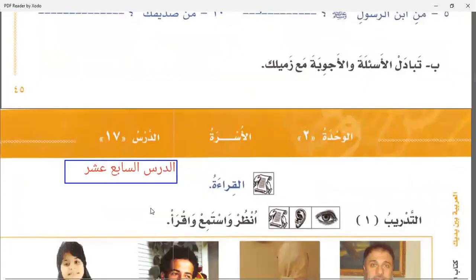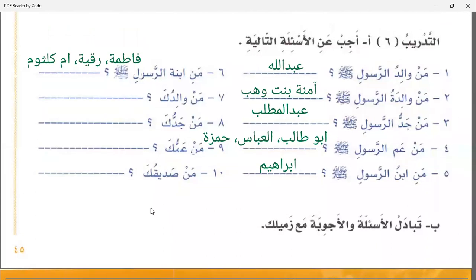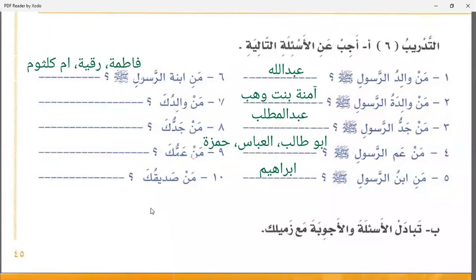Excuse me, what if our family aren't Muslim? How do we write their names? Yes, you can write their name, no problem. Okay. They are your parents. Inshallah. So you can write them, okay, no problem.